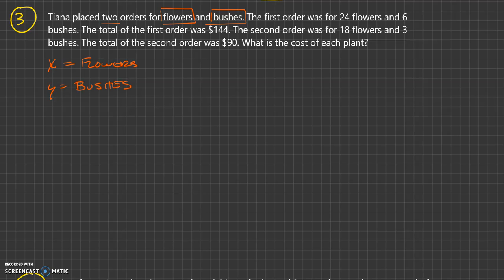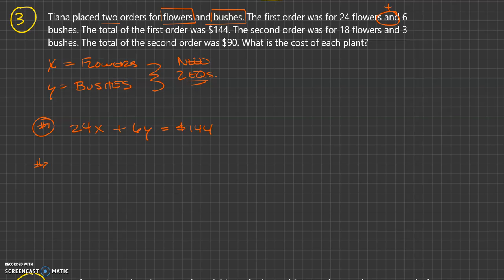Now let's stop and think through this. The first order was for 24 flowers. All right, there's 2 unknowns. That means I need 2 equations. So equation number 1. First order was for 24 flowers, so 24x, and that's plus. We're going to add those 2. And 6 bushes. The total of the first order was $144.